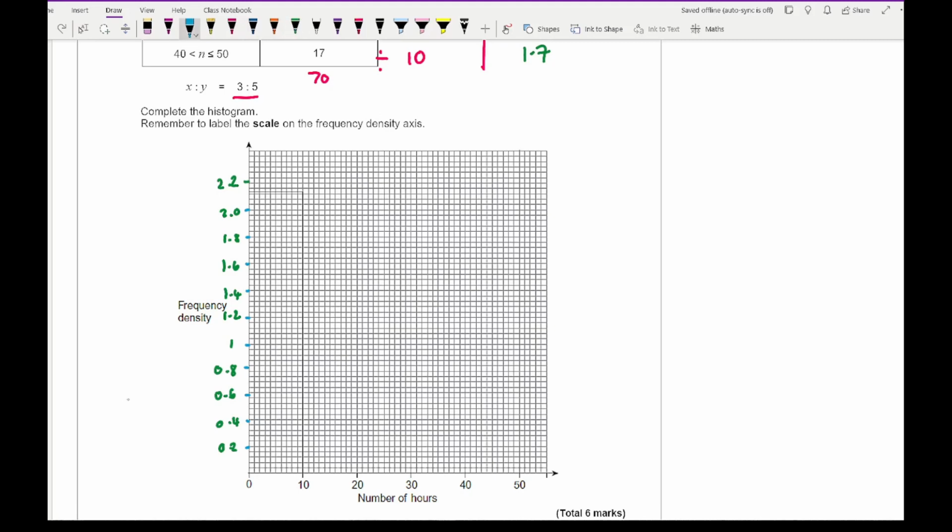Now for the next one, what I've got to do is plot the rest. So the next one is going to be at 1.2, and that is going to have a width of 10. So again, very awkward to do this on the screen, so I will try and do this. And again, this needs to be done with a ruler, which clearly I'm not using, but if I match up where they need to be, that's going to have a height of 1.2. The next one needs to have a height of 1, and that's going to go all the way up to 40.